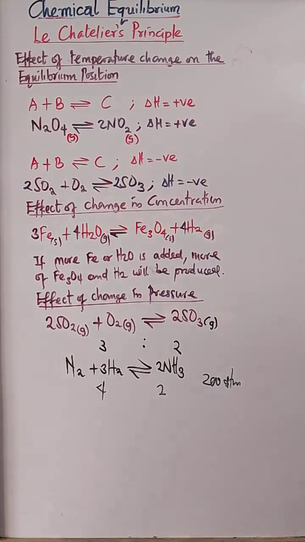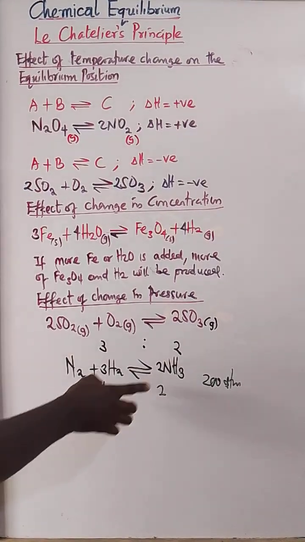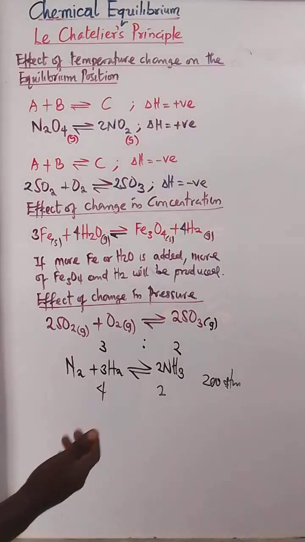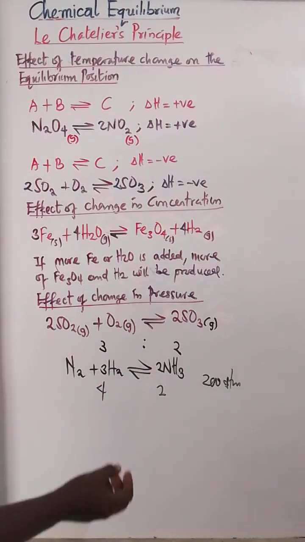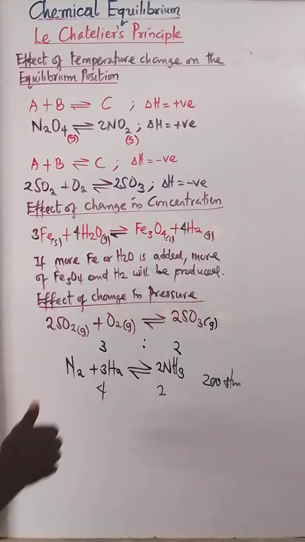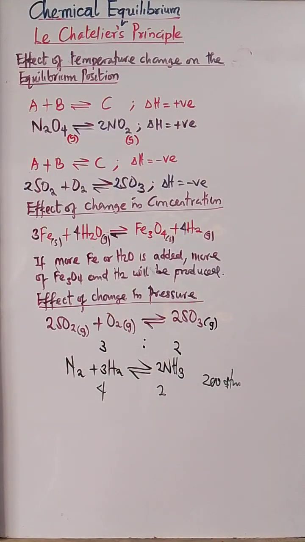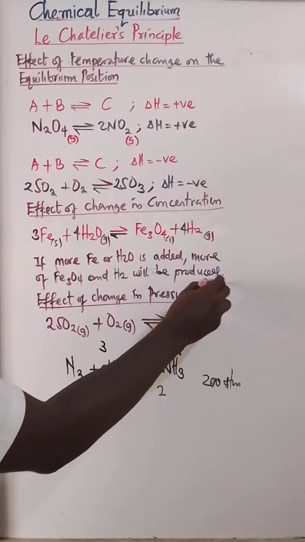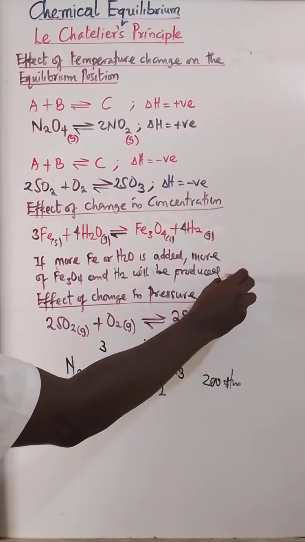So it is important to increase the pressure of this in order to get more ammonia. In short, increase in pressure will favor the side with what? Lower moles, and decrease in pressure will favor the side with what? With higher number of moles. So before we continue, this particular process, we'll call it the contact process.